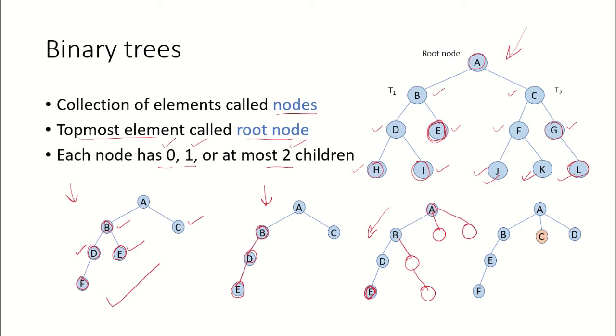But this will not be a binary tree because in this case, node A would be having 3 children. So you see over here, node A is having 3 children. So this is not a binary tree. So a binary tree will have at the most 2 children. A node can have no children, 1 child, or at the most 2 children.